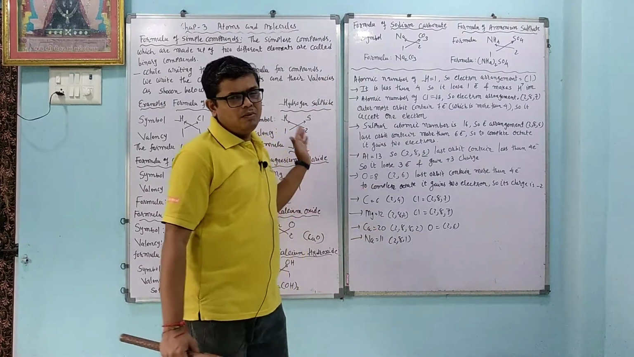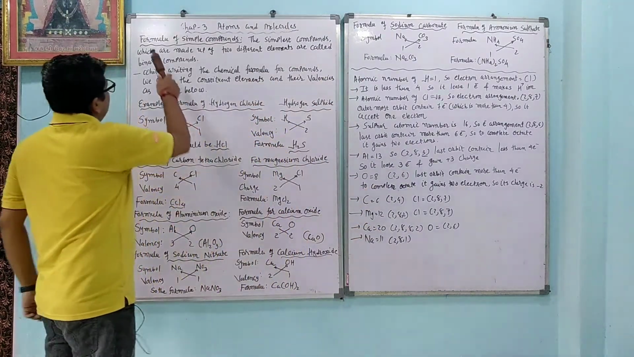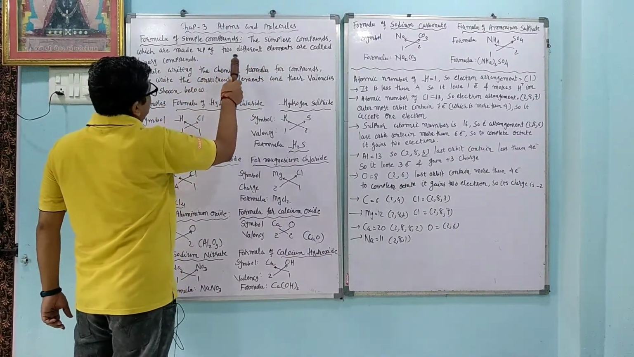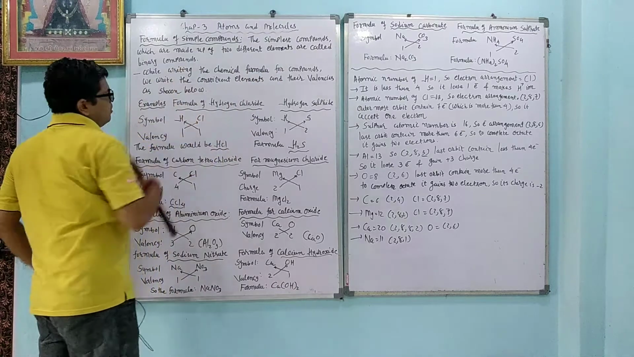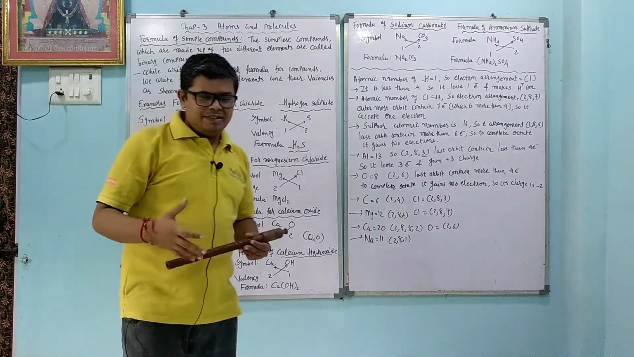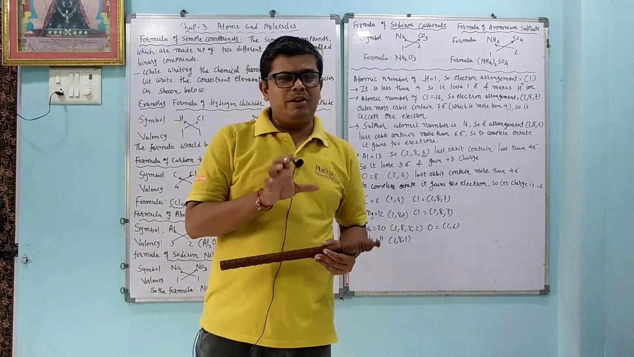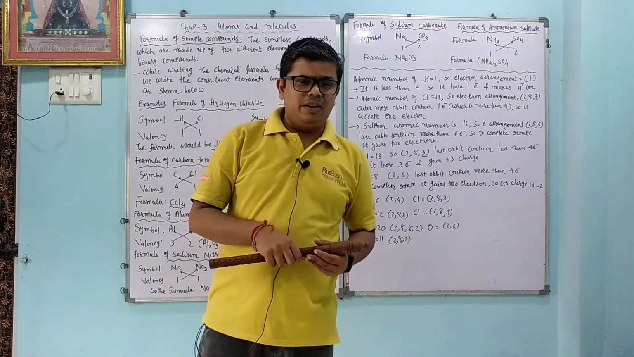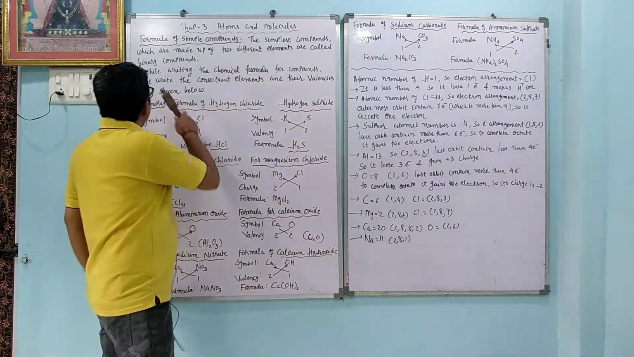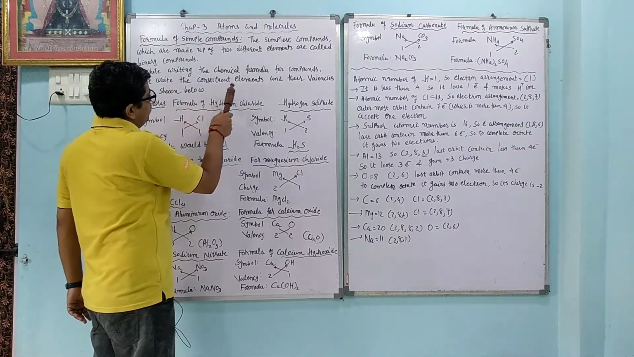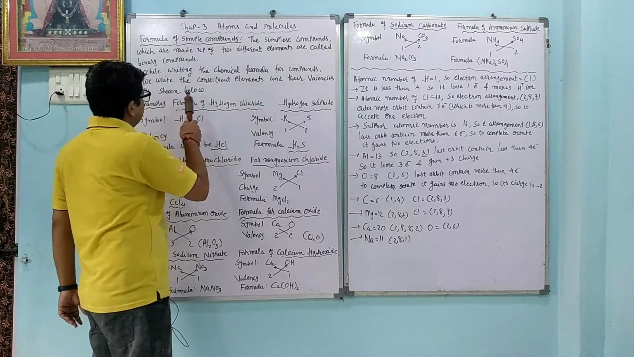Okay, so one by one we will understand here. Formula of simple compound. The simplest compounds which are made up of 2 different elements are called binary compounds. Like NaCl. NaCl is made up of 2 elements, Na and Cl, so it is called a binary compound. While writing the chemical formula for a compound, we write the constituent elements and their valencies as shown below.